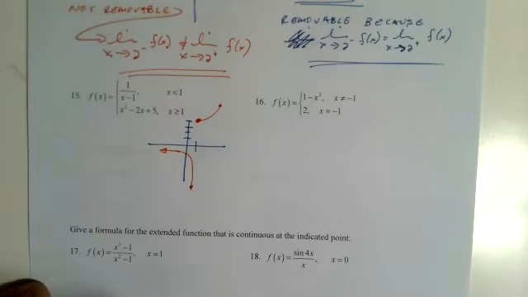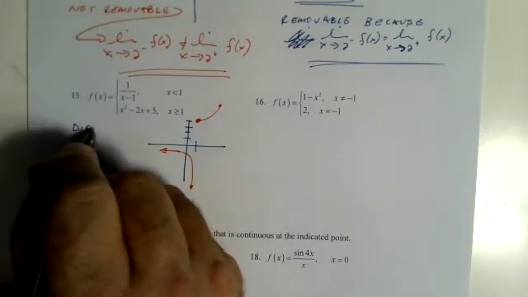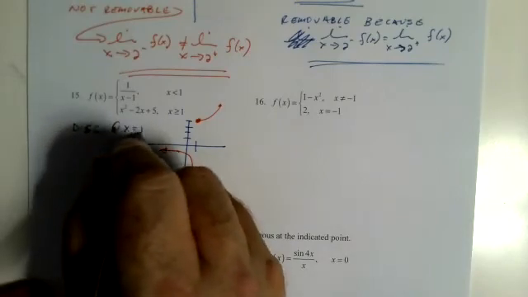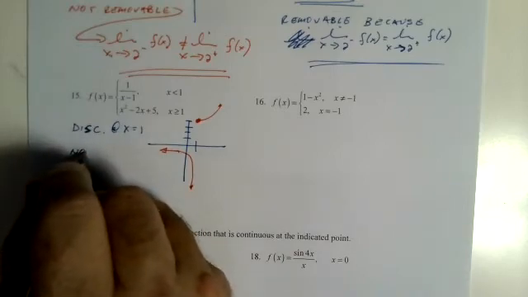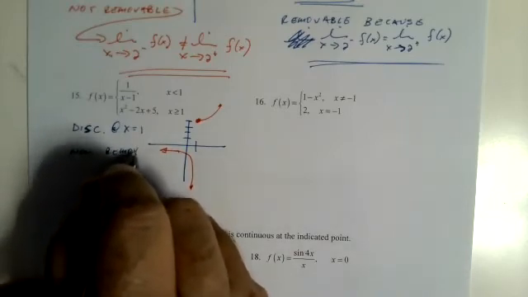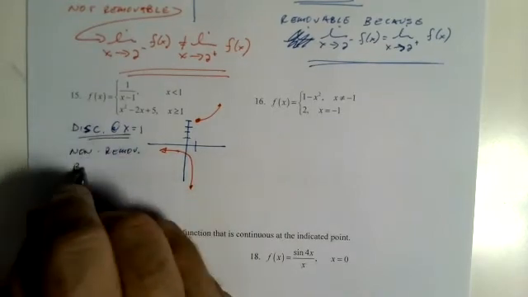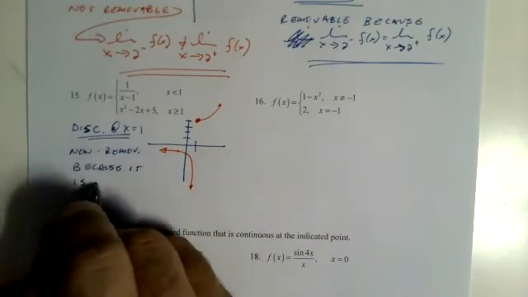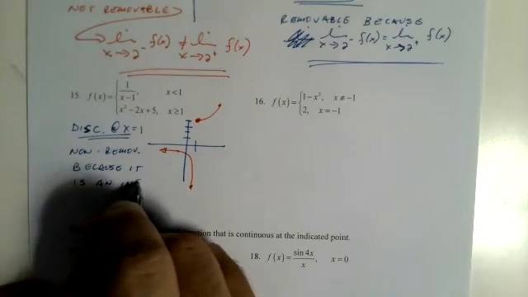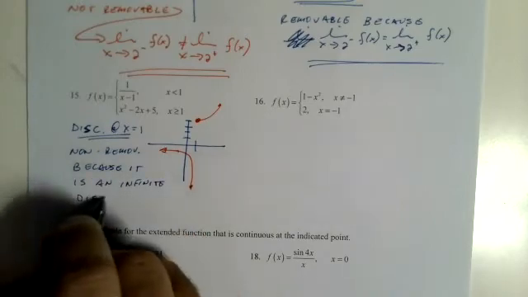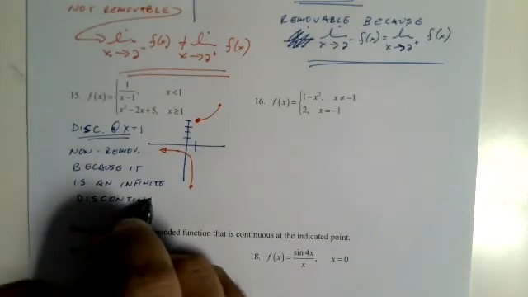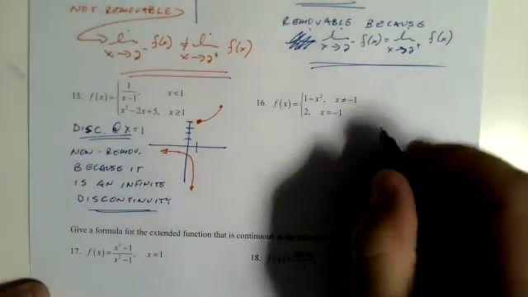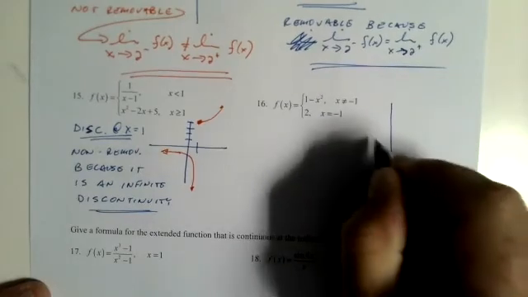Got my colors wrong. I feel shame. Also don't know how to make an S all of a sudden. Discontinuous at x equals 1. Non-removable because it is an infinite discontinuity. And graph this one.